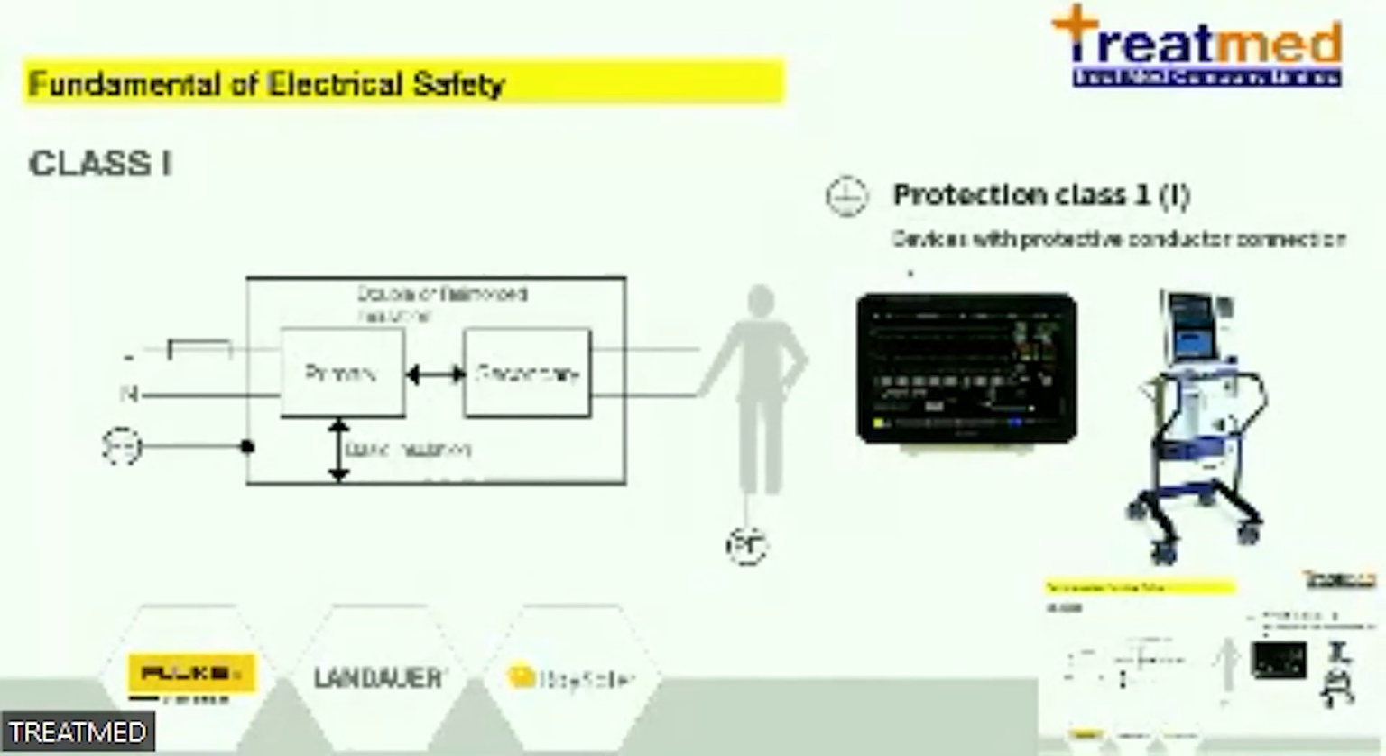Class one: the normal medical device in the hospital is class one, because class one has a grounding resistance. The ground is connected to the chassis part of the medical device, and when the medical device has a leakage current, it can go to the ground and to the ground of the hospital building. This is class one. It must be grounded.